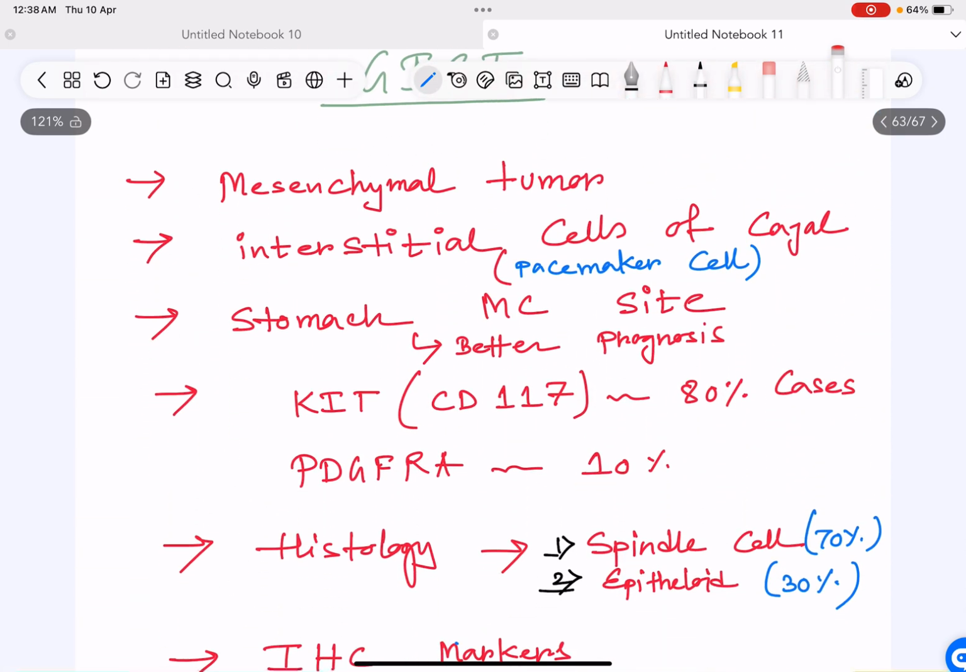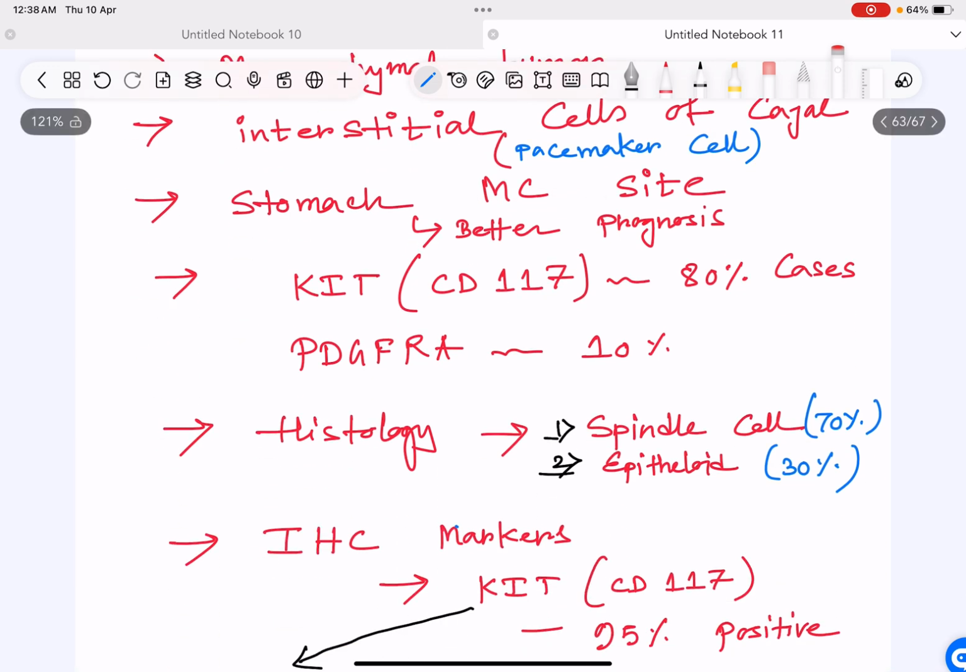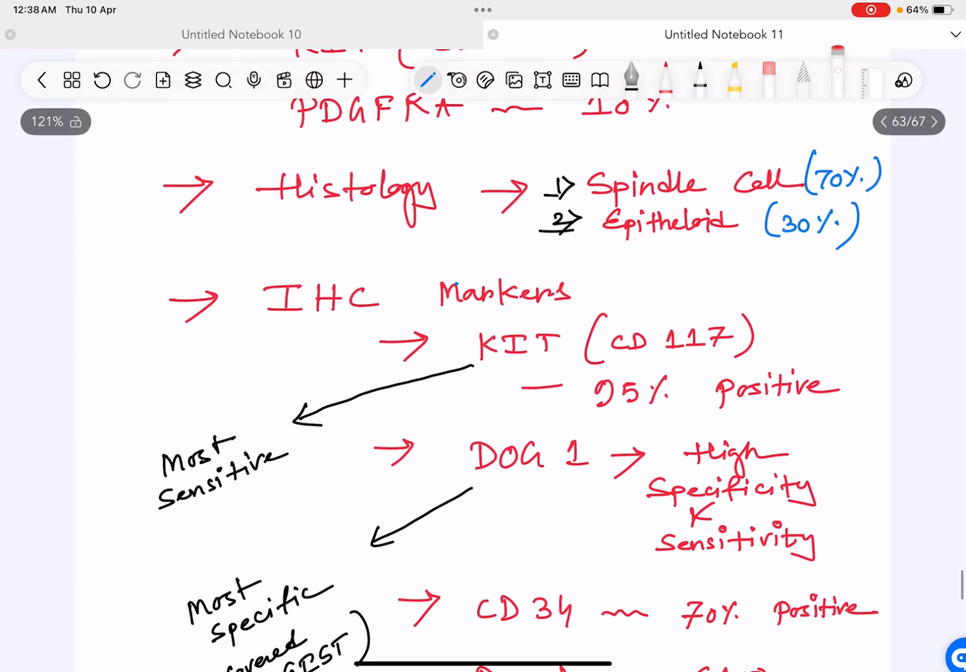Next is the origin. So they originate from the interstitial cells of Cajal of the stomach. Most common site is stomach, followed by small intestine. In the stomach, it arises from the interstitial cells of Cajal, which is the pacemaker cell. Now, GIST in stomach has better prognosis than other sites. The most sensitive immunohistochemistry marker of this condition is KIT or CD117.